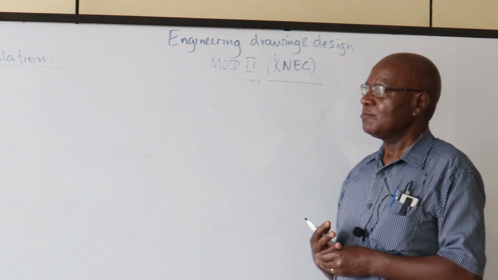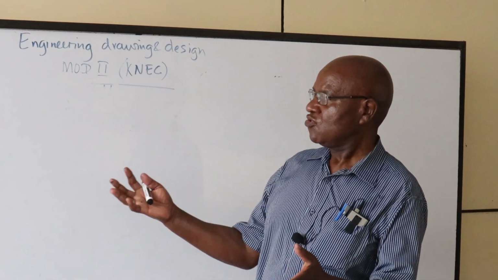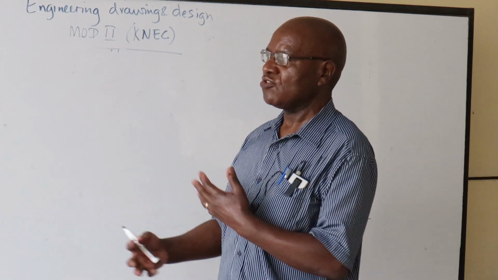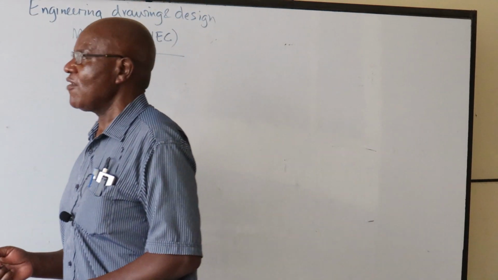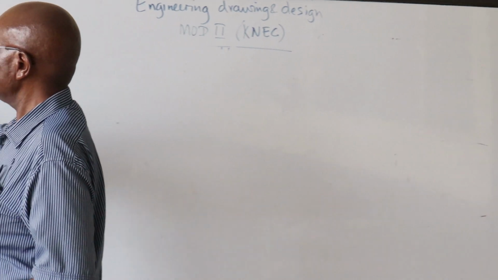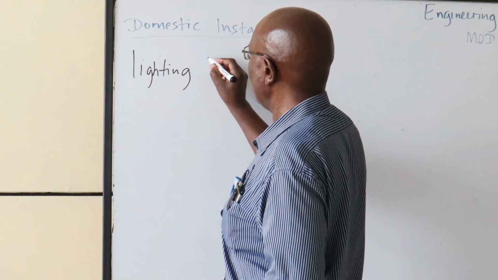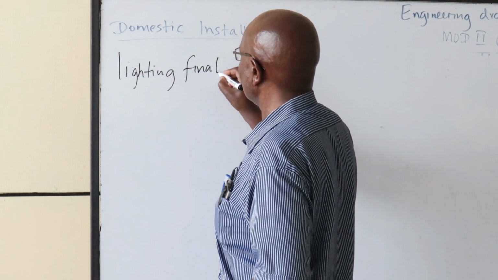So now we have learned briefly about the consumer control unit, and something little about the cables, so we can start off with the circuits that are found in our domestic installation. The first one I'm going to start with is the lighting final sub-circuits.